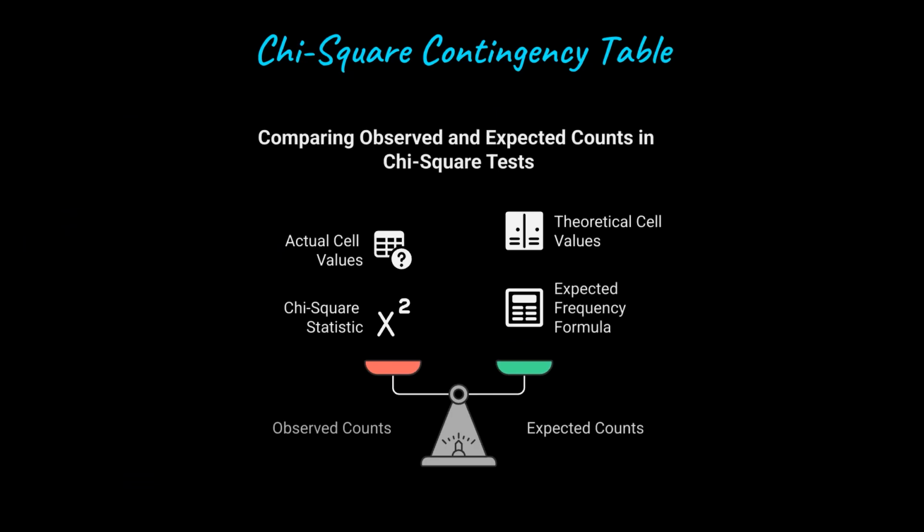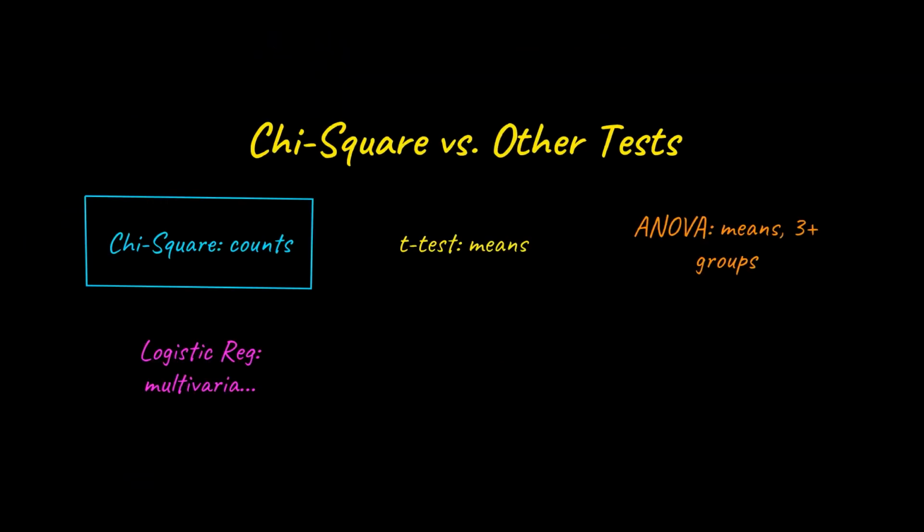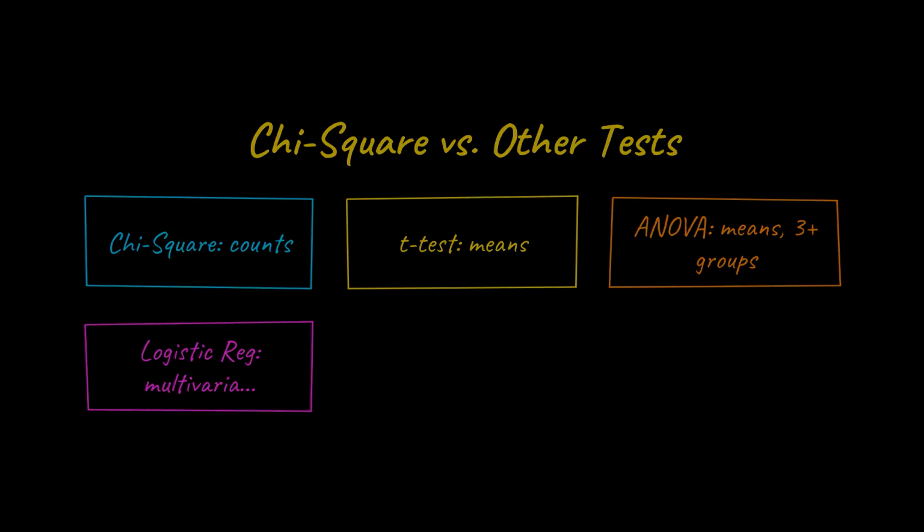The chi-square statistic is calculated from a contingency table. Each cell's expected frequency equals its row total times its column total divided by the grand total. The statistic sums the squared difference between observed and expected counts divided by expected. A large value signals that the variables are likely associated. Chi-square compares counts, not means. That's what separates it from t-test and ANOVA. When the question involves two categorical variables, chi-square fits. When multiple categorical predictors are involved, logistic regression is the right tool.